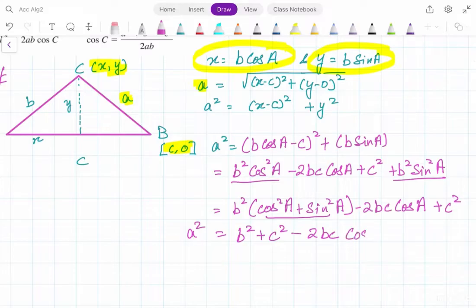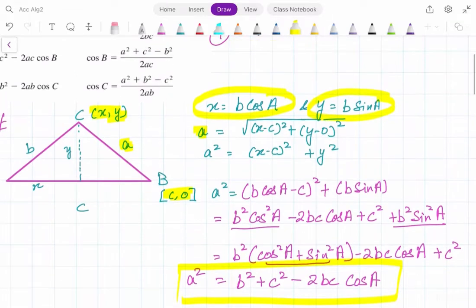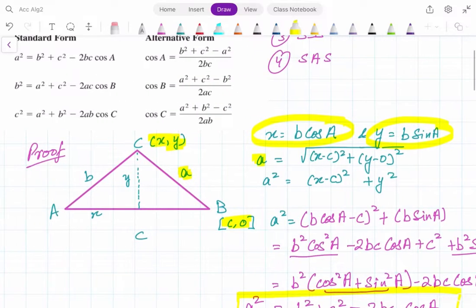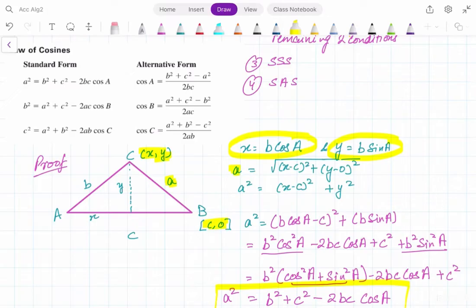In the same way, you can derive it for b squared and c squared. This derivation is just for your understanding. You don't have to memorize it. If you have an understanding of it, it will be a little bit easier to memorize them.